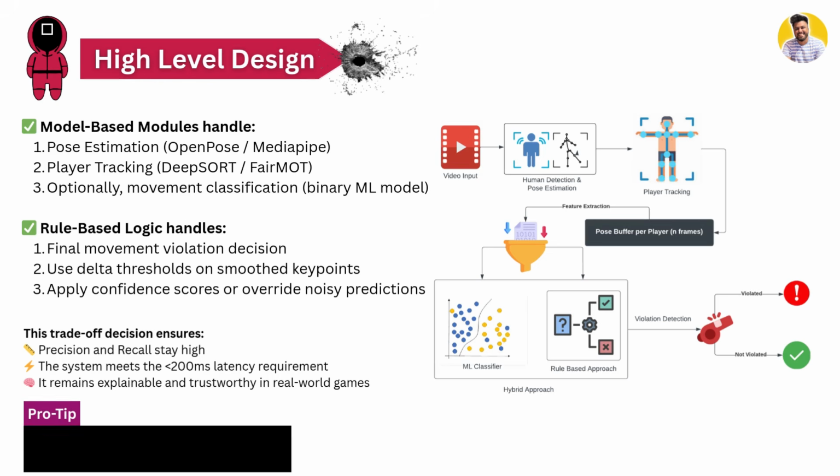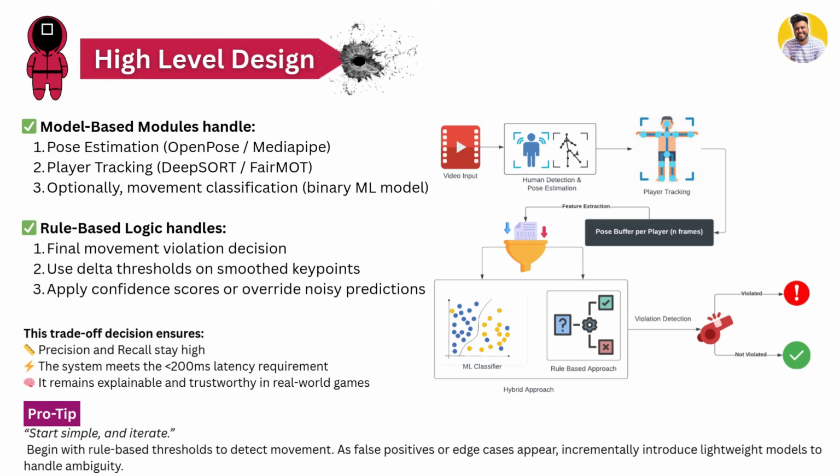And here is the pro tip for you: always start simple and iterate. Always begin with rule-based thresholds to detect movements, and as false positives or edge cases appear, incrementally introduce lightweight ML models like binary classification models, logistic regression, or tree-based models to handle the ambiguity.